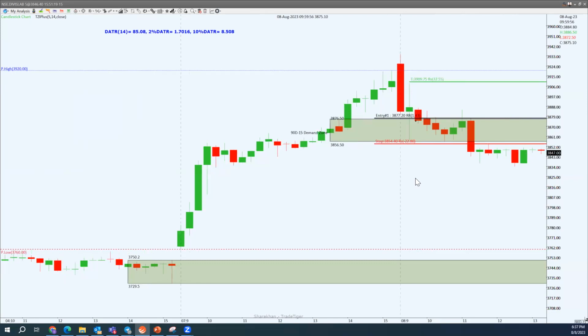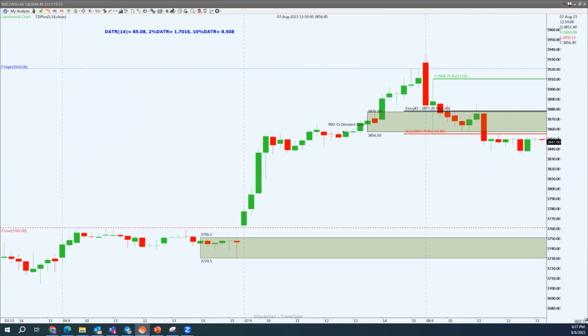Let me see this from the point of view of those who don't know about supply and demand. And you can see clearly this has broken and this is a stopped out trade. So let us consider this as an SL trade.